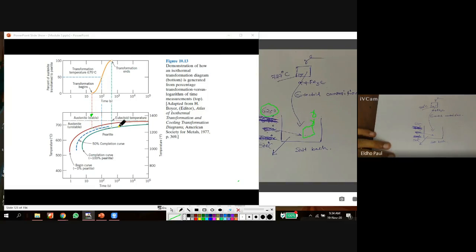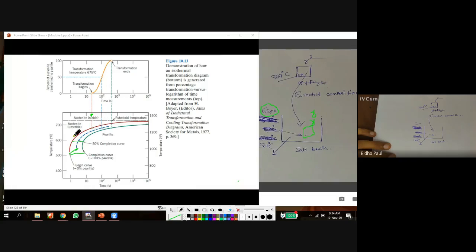Similarly, I can do the experiment at different temperatures. For example, 500 degrees Celsius. I got a straight line here. If I conduct the same experiment at 600 degrees Celsius, I got the line here. By connecting all the lines, we got these two curves.